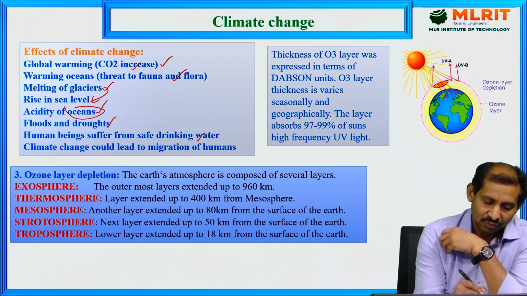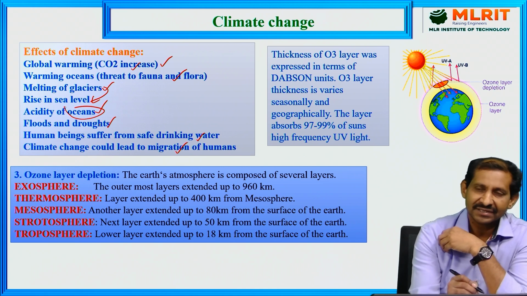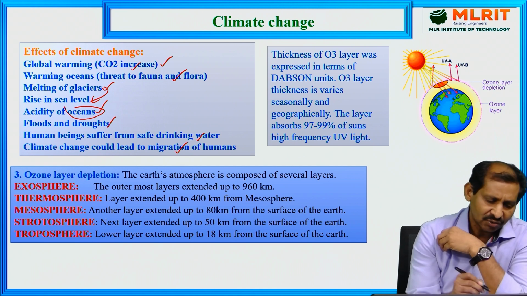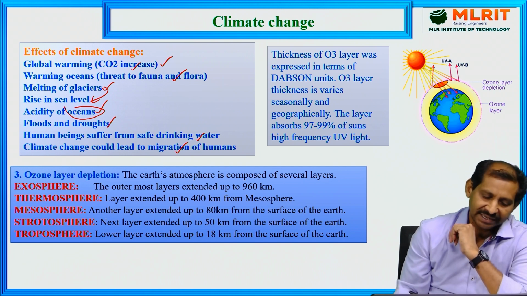Climate change could lead to mitigate human beings. So these are all the effects of the climate change. Now coming to the third global effect problem, which is ozone layer depletion.